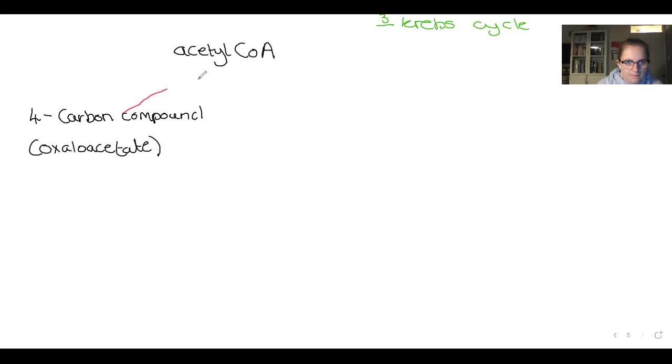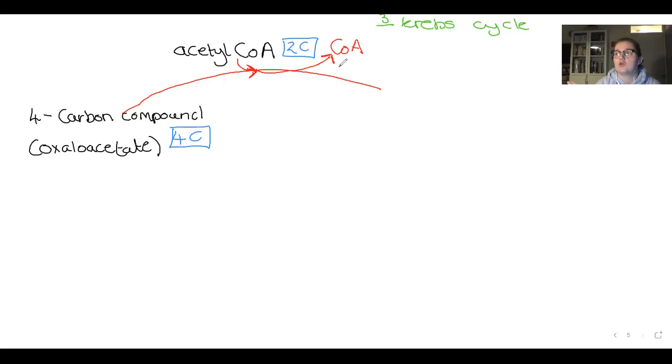So acetyl coenzyme A comes in, joins with that. Now, when acetyl coenzyme A joins with our 4-carbon compound, let's put our carbons on, like we like to do, that is a 2-carbon molecule. It then releases the coenzyme A. So coenzyme A can then be released, and then that goes back to the link reaction to get used again. So coenzyme A is recycled constantly.